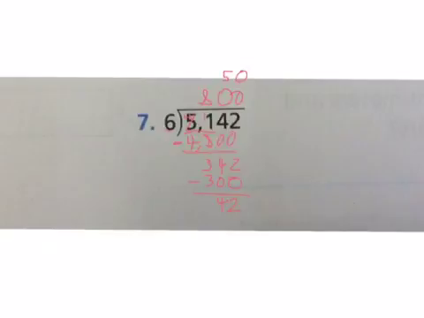We say, how many 6s are in 42? And that's exactly 7 if you know your 6s. 6 times 7 is 42. Subtract. Nothing left. Add up your partial quotients, and you get 857. Beautiful.